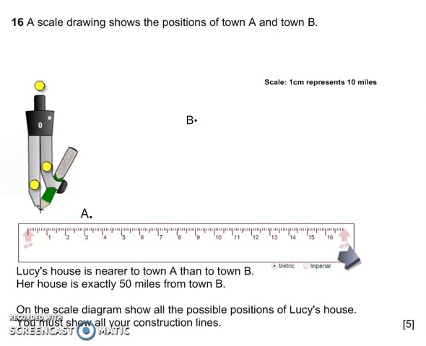Question number 16 is a loci and constructions question. Initially it might seem a little bit confusing because all you've got is a little bit of information. It doesn't tell you exactly what you need to do, but if you know this topic well enough, you're going to be fine with these questions.